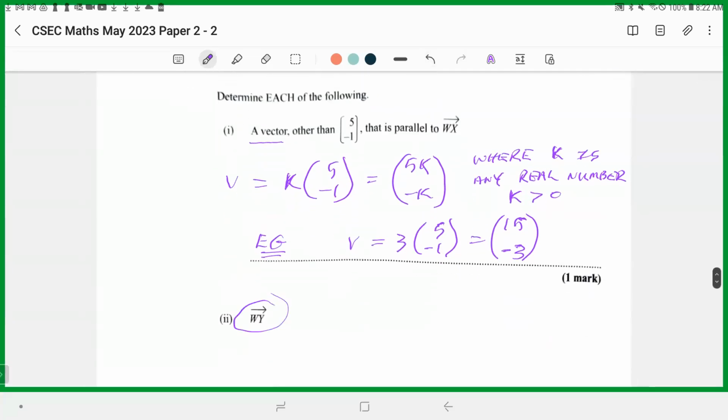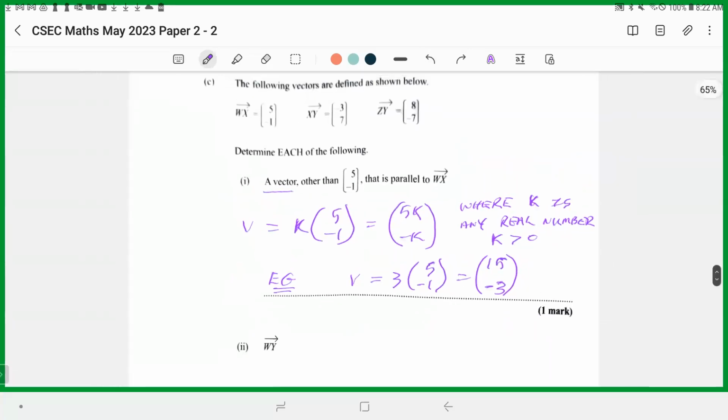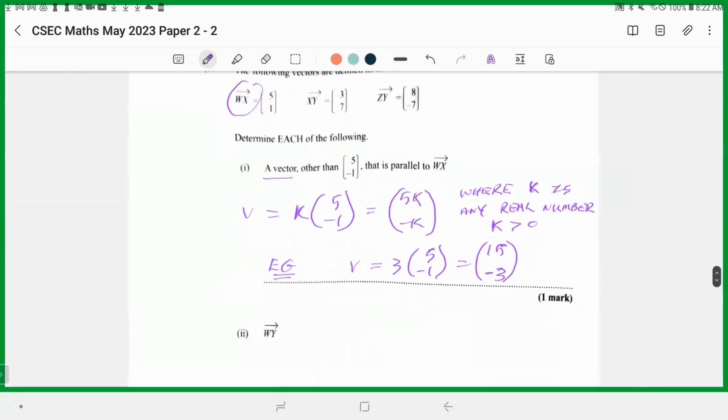Next vector we want is WY. So basically I want to use these vectors to see how you can combine them to go from W to Y. So I have WX and I have XY. Naturally, if I add these two, it's going to take me from W to Y. So I'm going to write this equals: I'm going to go from W to X, and then I'm going to go from X to Y.